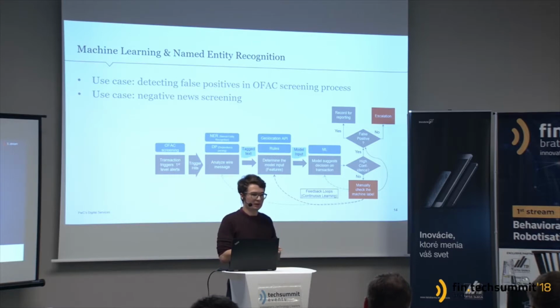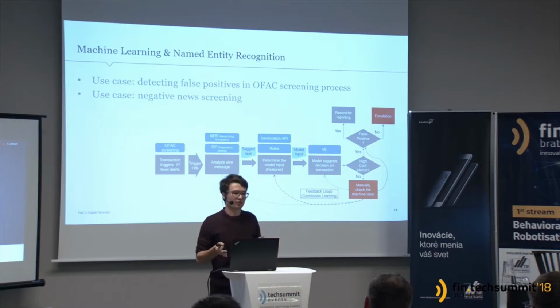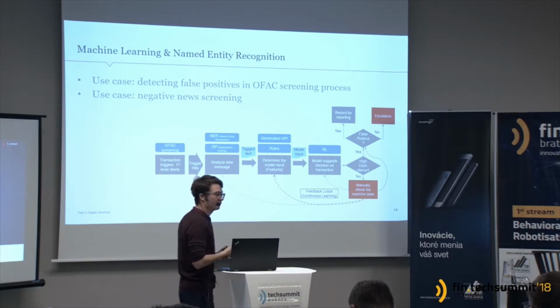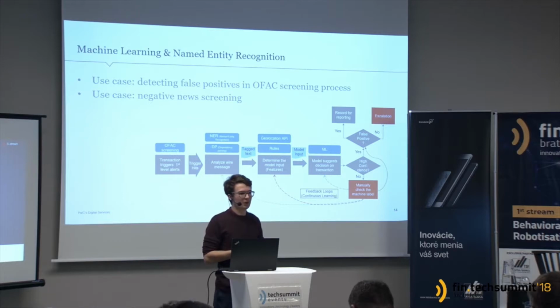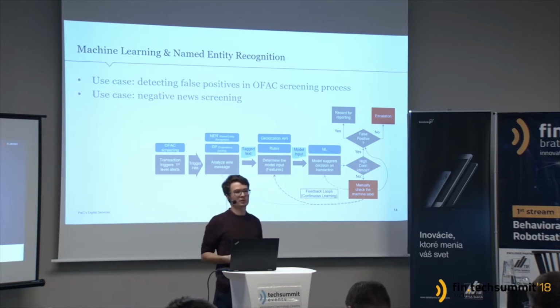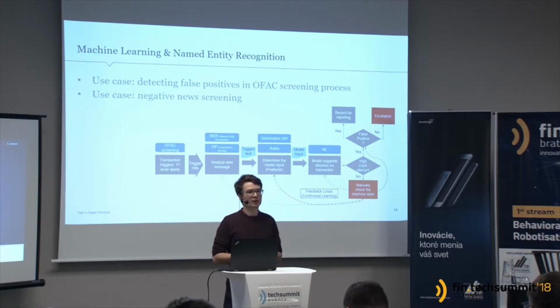There are some systems which can do this screening, but the problem is that there are a lot of false positives. A false positive means that the system thought it was about a sanctioned entity, but it was not. About 70% of all alerts are false positives. So we implemented a system based on named entity recognition, which significantly reduces the number of these false positives. Another use case applicable for named entity recognition is negative news screening. During customer onboarding, and during transactions as well, we try to see if there is some negative news on a specific person, especially if it's a publicly exposed person.